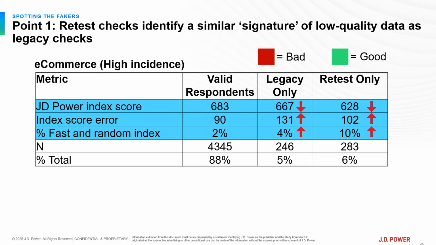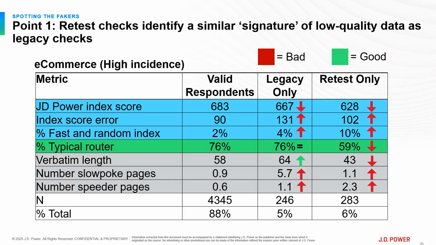Your index score is down to 628. It's a totally different subset of respondents. Your error, again, is higher. And then that percentage of fast randomizers shoots up to 10%. That's 1 in 10 respondents who are going through the most important page in our survey and just doing it at random and really fast.